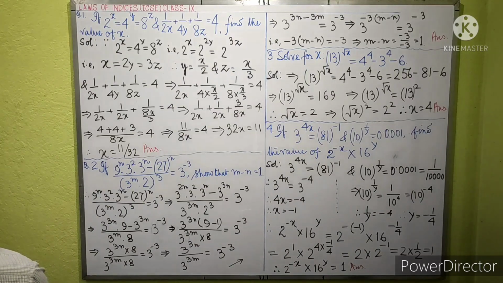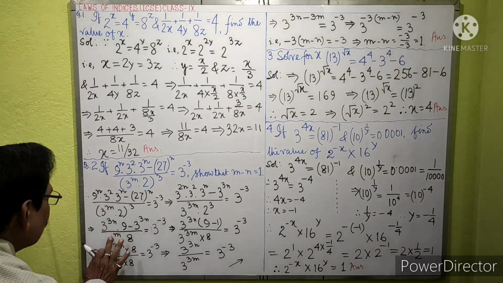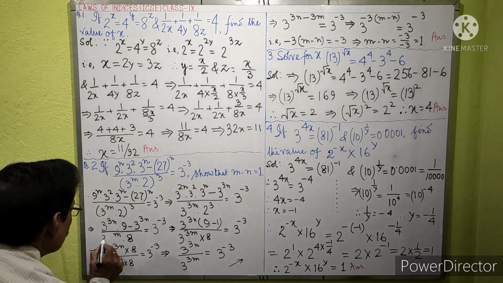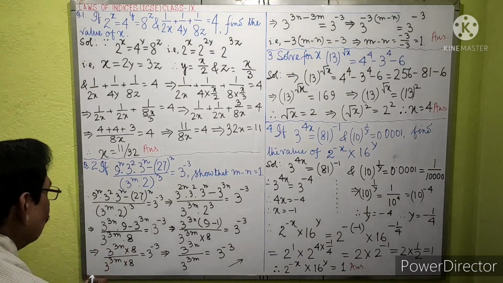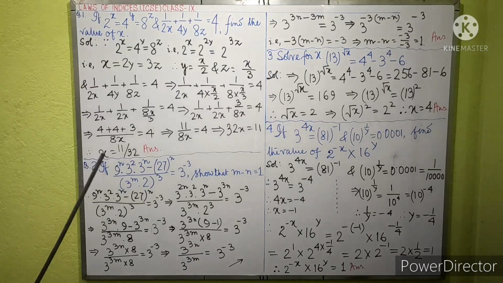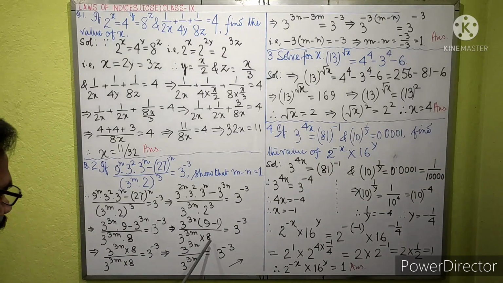It is written wrongly, it should be 3 to the power 3m into 8 equals 3 to the power minus 3. Here 3 to the power n is taken common, and this is 9 minus 1. Now 3 to the power 3m into 8 equals 3 to the power minus 3.